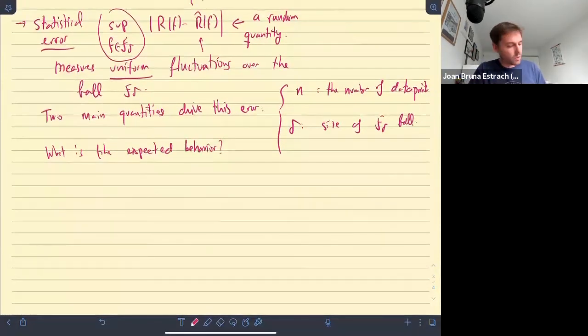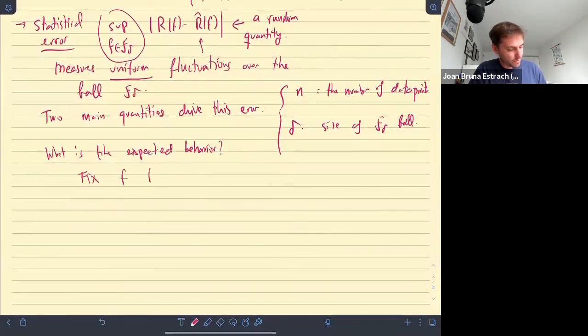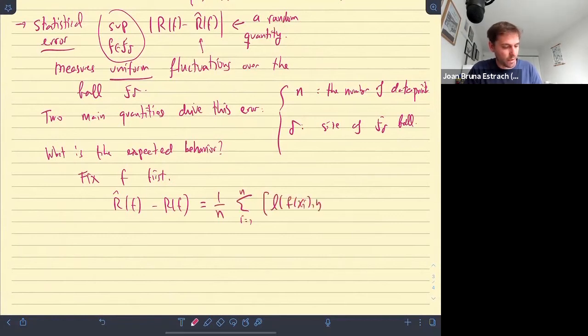So maybe to get some intuition, you can start by fixing that first. Imagine for a second that your hypothesis space, your ball, is just one function, one element. How do you expect this fluctuation to depend on n? In other words, we are interested in understanding how large these fluctuations are. If I develop this, as I said, the empirical error is just an average over data points of the loss. So I can write this by applying the definition. This is nothing else than the loss of f of xi with yi minus the expectation of the loss of f of x and y.